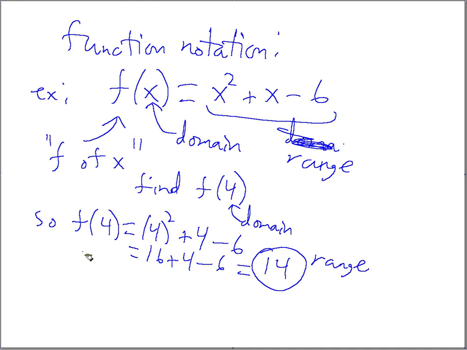So this is the range value that is associated with 4 in the domain. In other words, my function f will map 4 in the domain to 14 in the range. Again, all this is nothing more than plugging numbers into a function and working it out to get the range value. Here, let's go ahead and try another one.